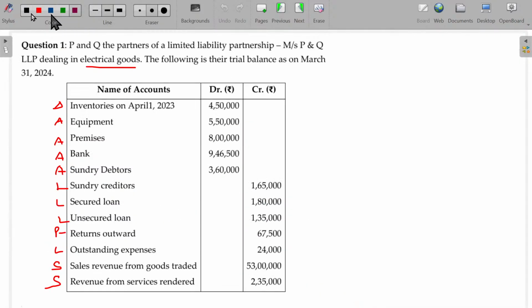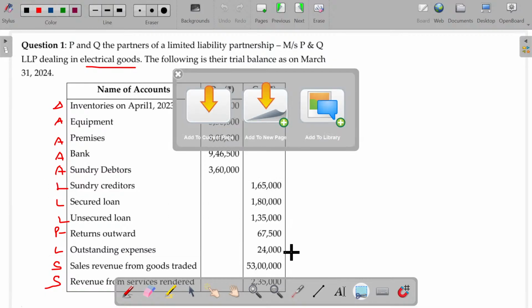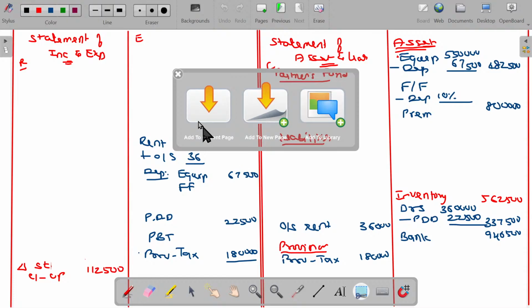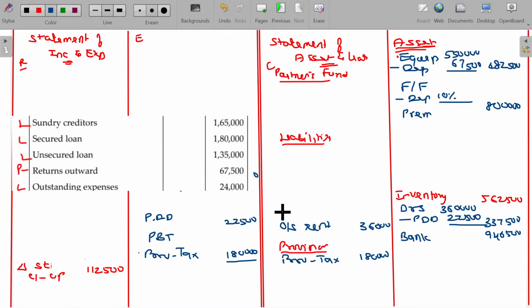Next, 3 liabilities are there. And I'll pick these 5 items to be posted. Sundry creditors will fall here, 1,65,000. Secured loan will be the first one, 1,80,000. Unsecured loan is the second one, 1,35,000.